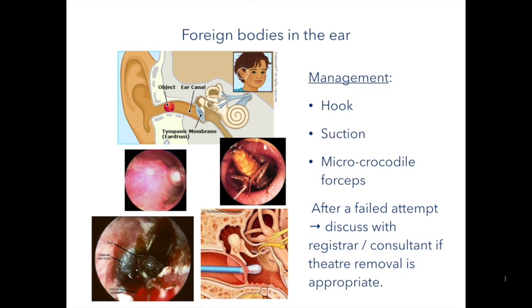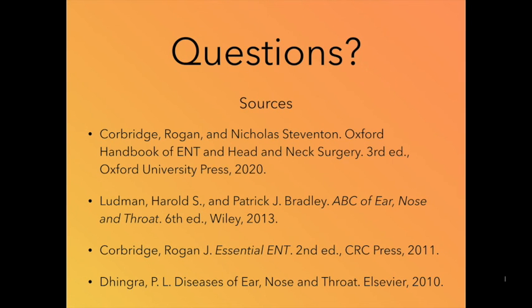So there are various things that you can try. If you have light foamy objects, for example, then suction is perfect for those. So just be creative, but keep in mind that with children it's very difficult. After a failed attempt, maybe discuss with your registrar or consultant if theater removal is more appropriate, so that you don't damage any delicate part of the ear more than it already has been by the foreign body. Okay, so does anyone have any questions?